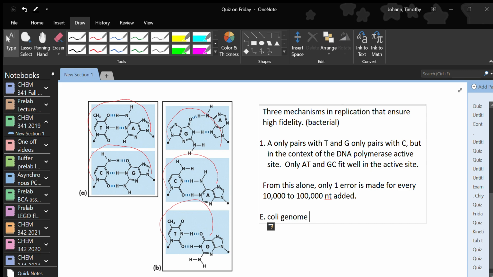Okay. But the E. coli genome has, I was going to look it up before class and I forgot to. But let's say 3 million base pairs.